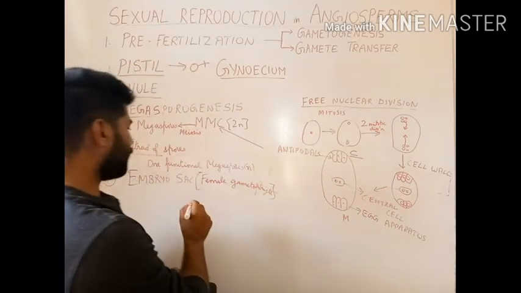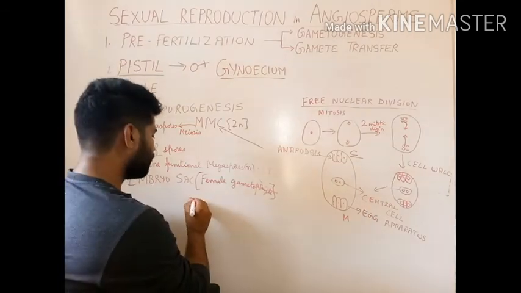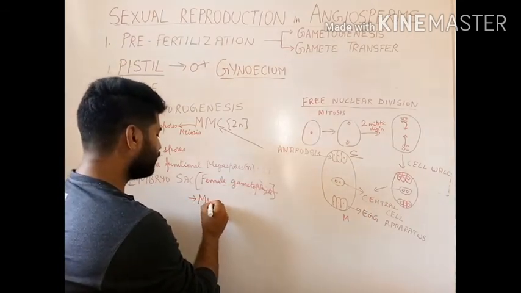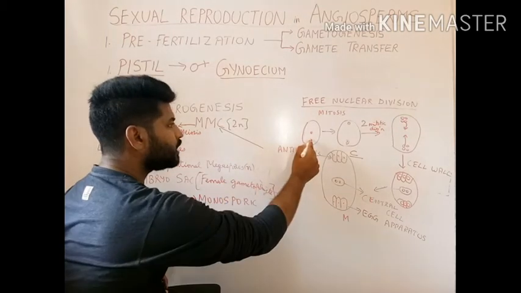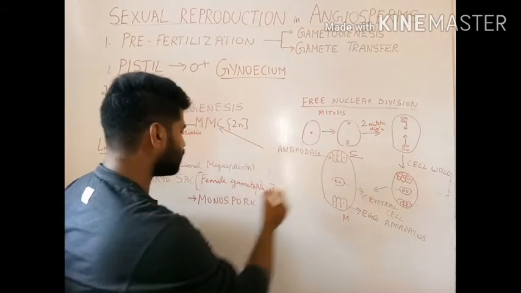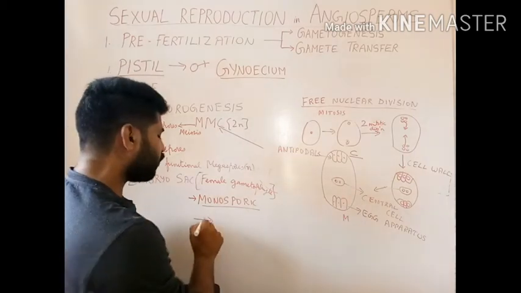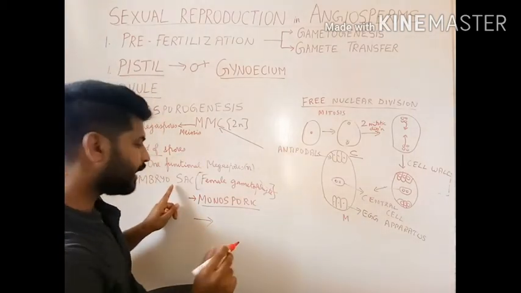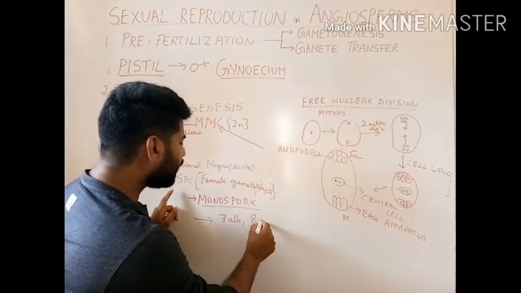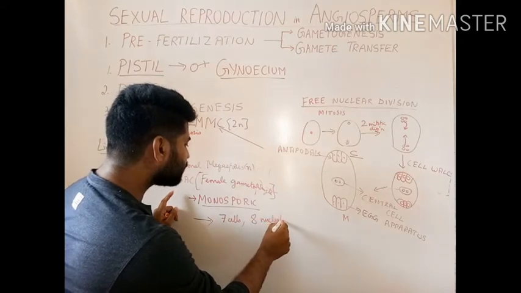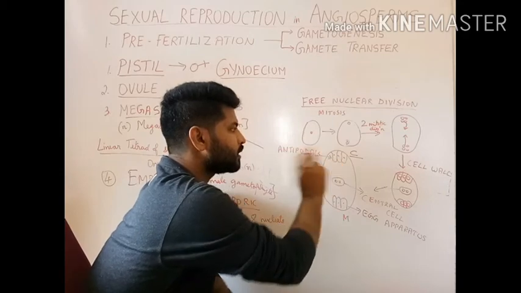This kind of development is called monosporic development. The formation of the female gametophyte takes place from one single spore. One spore gives rise to the entire structure. So the development is called monosporic development, at the end of which the embryo sac contains 7 cells and 8 nuclei. The antipodals are not of much importance.